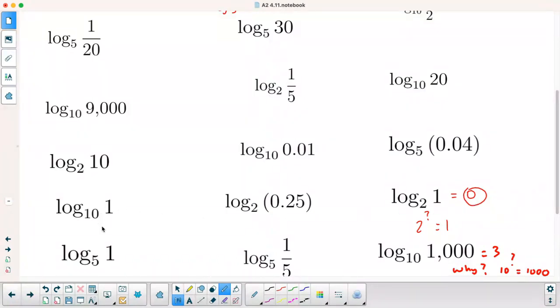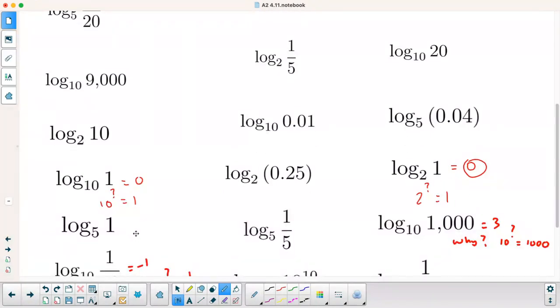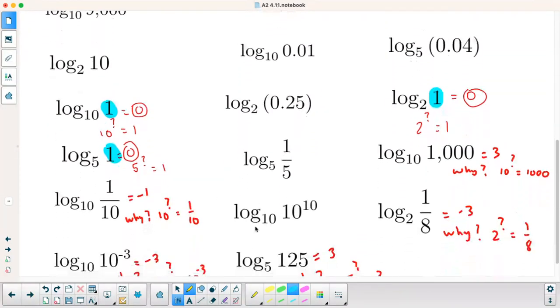So kind of like here, look at this one. 10 to what power equals 1? Well, it's got to be 0. Same thing here. 5 to what power equals 1? Well, that's got to be 0. Okay. So you're starting to see how this works here. If that's 1 next to the logarithm, it's always going to be 0.